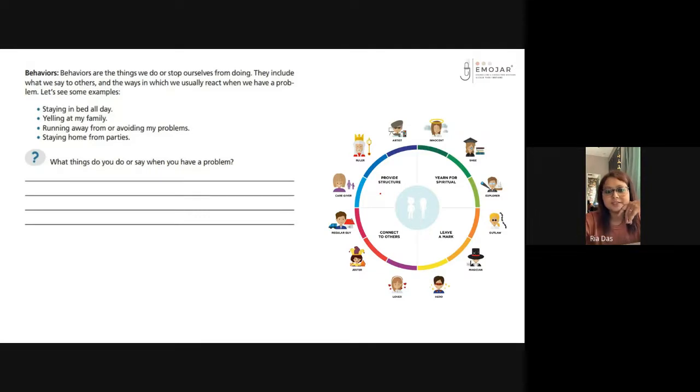Yes, I'm trying to hide myself from people around me. So avoidance strategies. Okay, someone writes something in the chat. Let me check. Become quiet for a long period of time. So that is also a way of avoidance and seclusion. Okay. Any other responses? We often get angry and irritated.